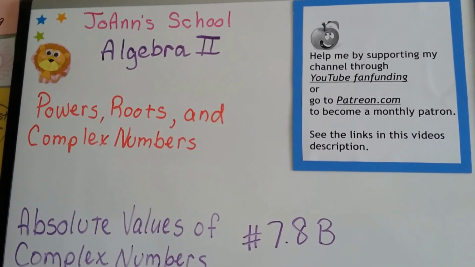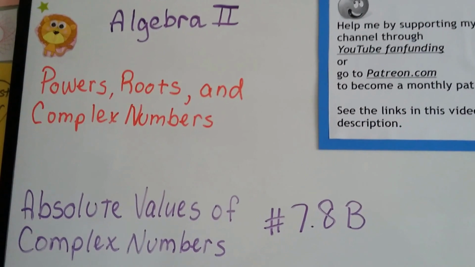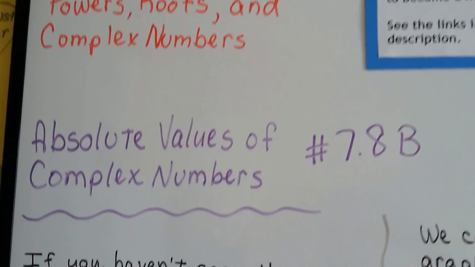Algebra 2, we're at 7.8b now, and we're going to talk about absolute values of complex numbers.